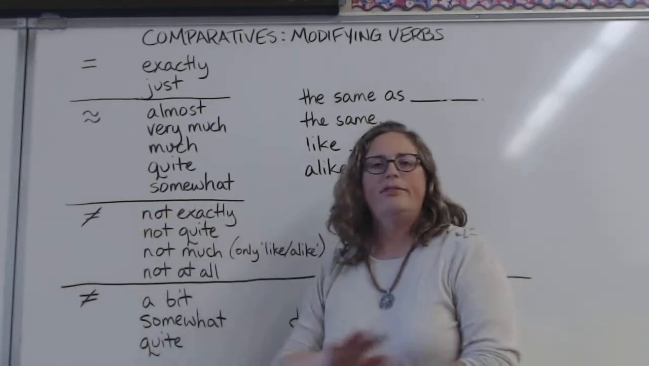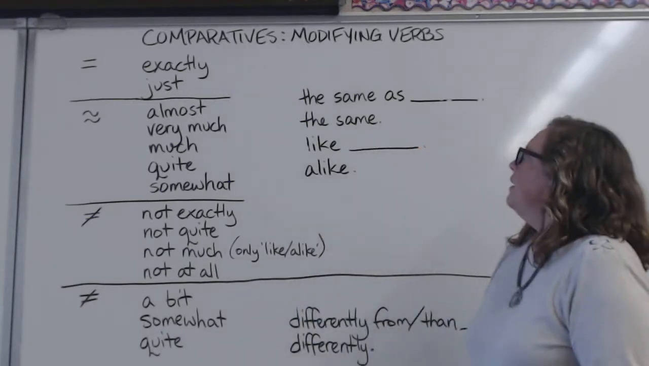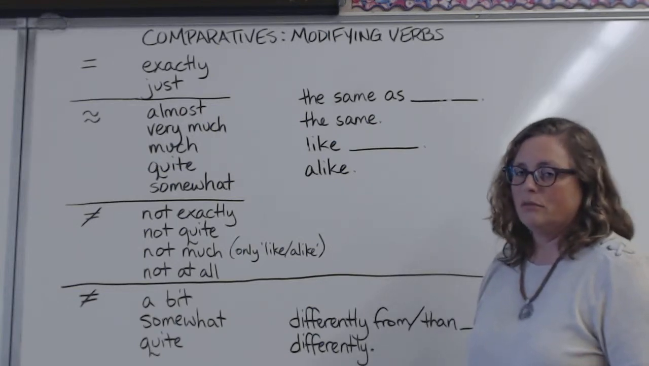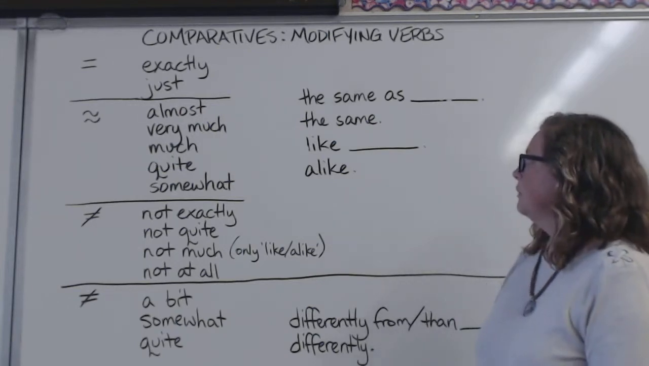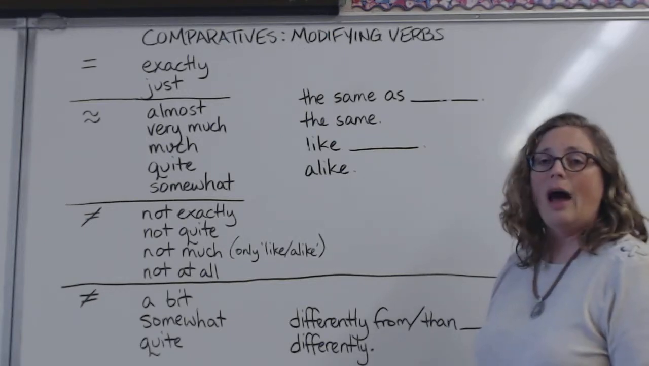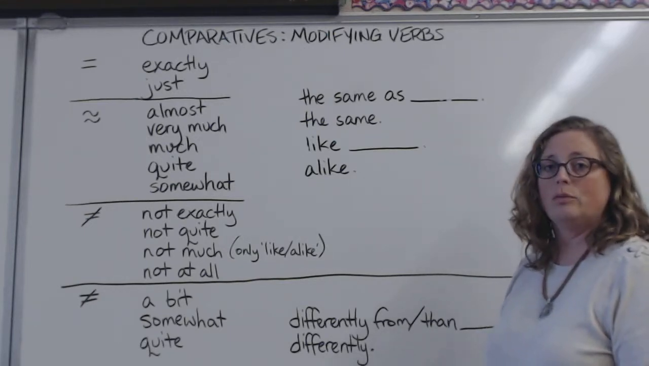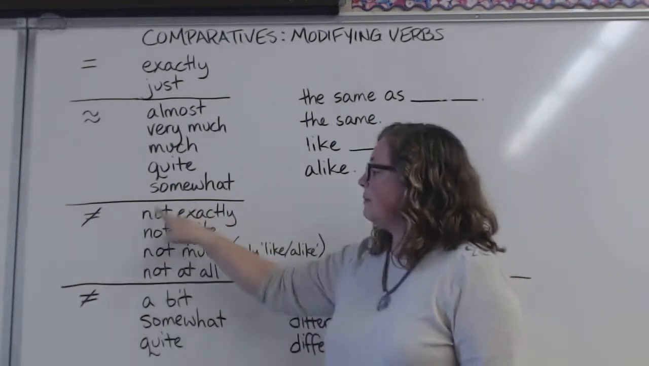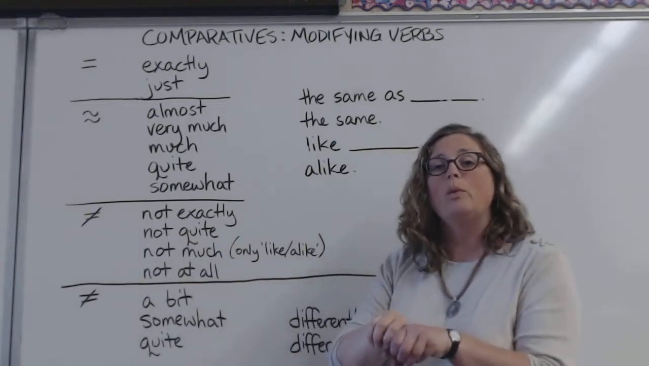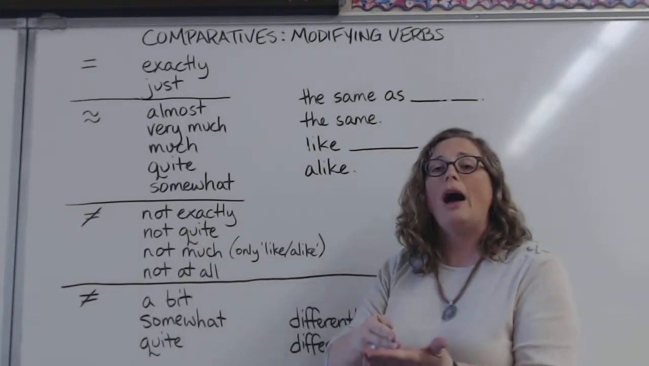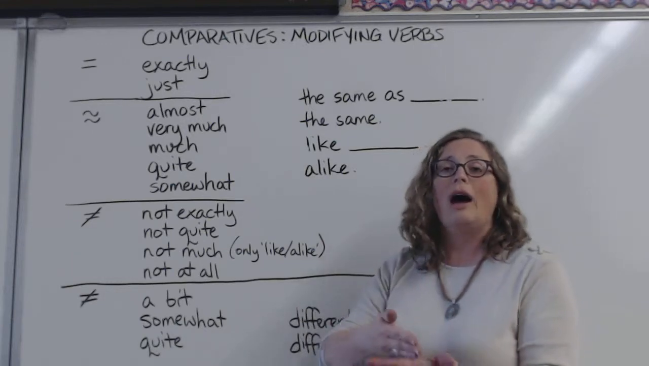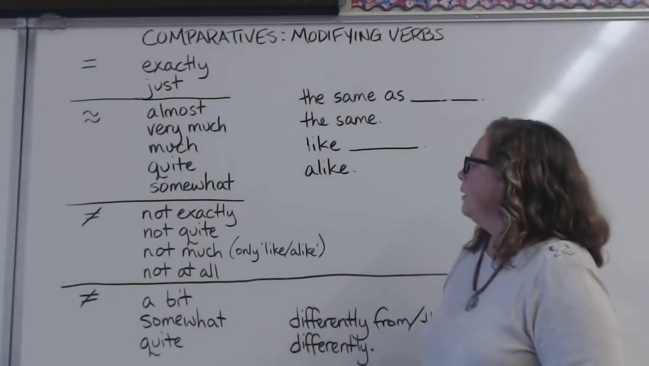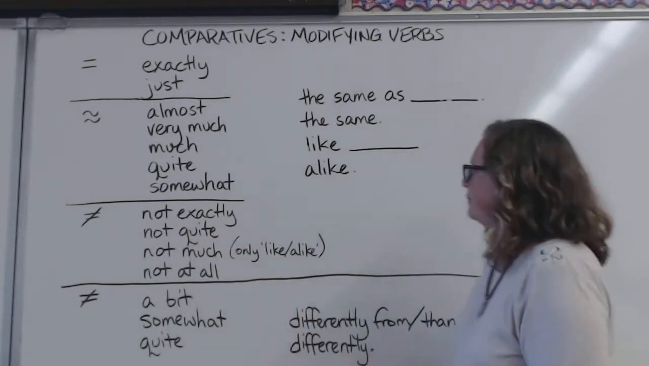This gives the idea of not the same, right? So, I do not sound exactly like my father. My father and I do not sound exactly alike. So notice I'm taking the not and I'm putting it together with the verb. Do not sound. Do not look. Do not walk. Don't think it needs to stay together.